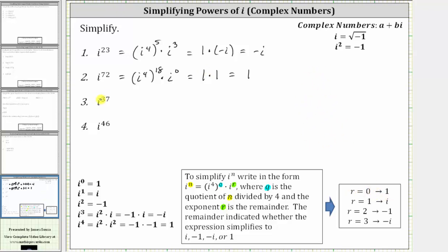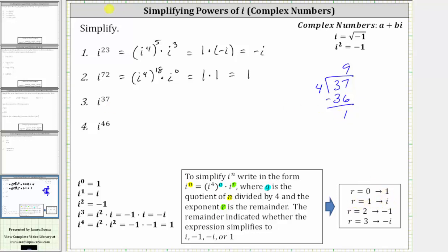Next we have i raised to the power of 37. We begin by dividing 37 by 4. There are 9 fours in 37. 9 times 4 is 36. The difference is 1. The quotient is 9 and the remainder is 1. Because the remainder is 1, we know i to the 37th will simplify to positive i.